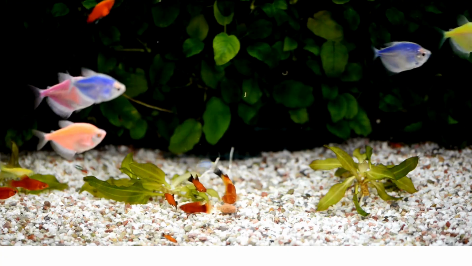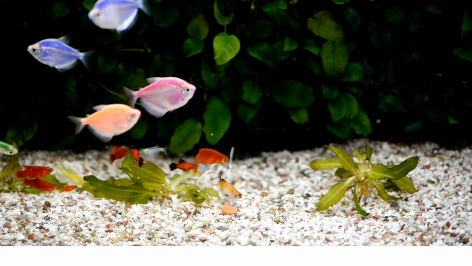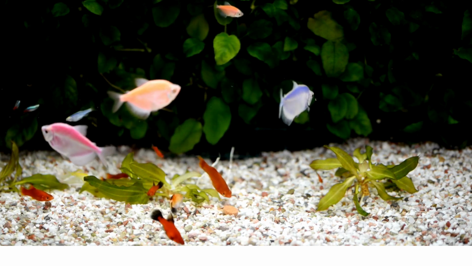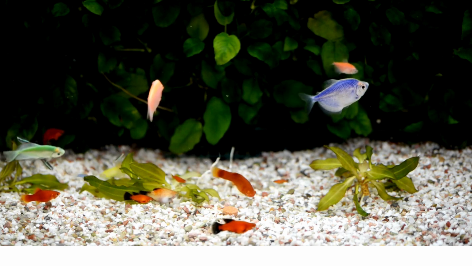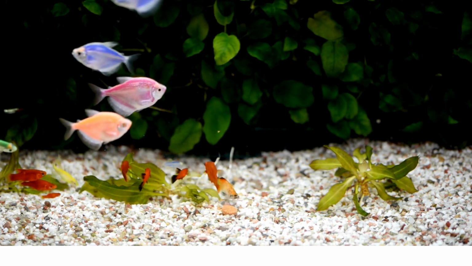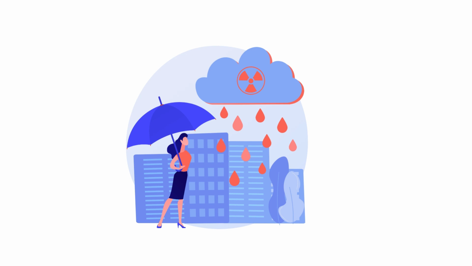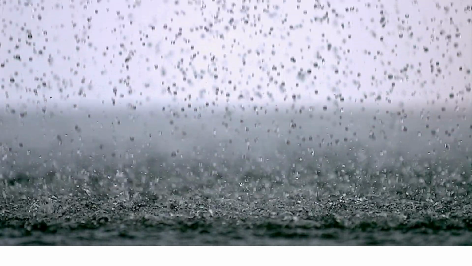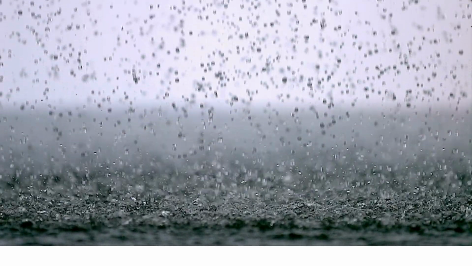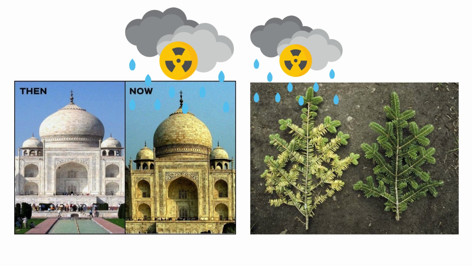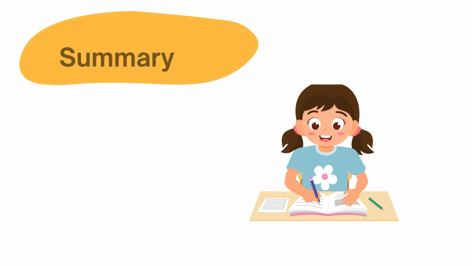Fish tanks. Fish need a safe pH level to live in water. If the water becomes too acidic or too basic, it can harm them. So, aquarium owners test pH regularly. Rainwater and acid rain. Pure rainwater is slightly acidic. But if it gets more acidic due to pollution, it becomes acid rain, which can damage buildings and plants.